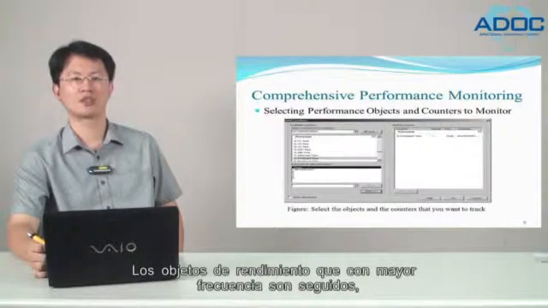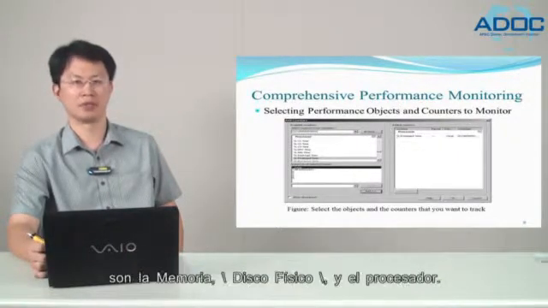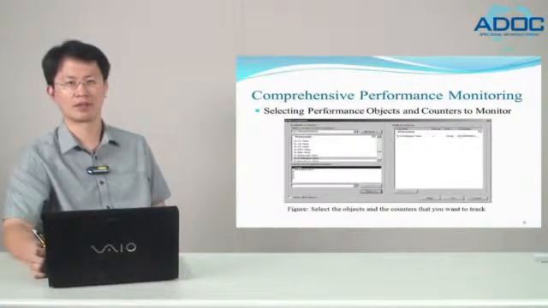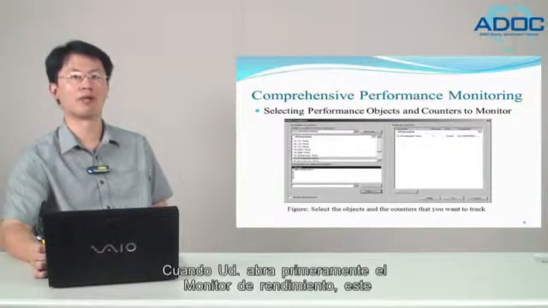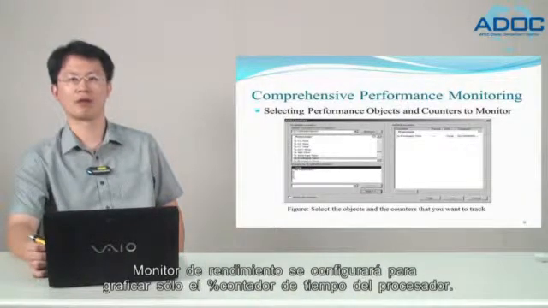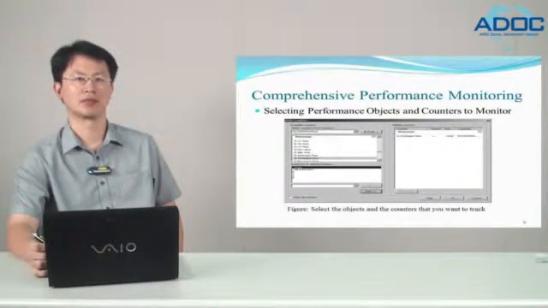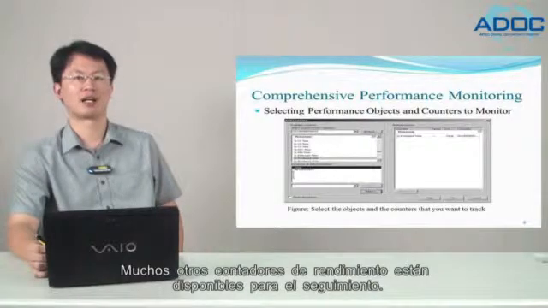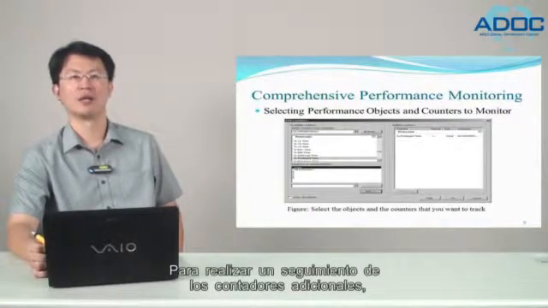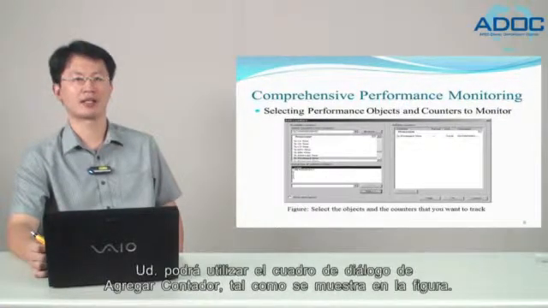And the most commonly tracked performance objects are memory, physical disk, and processors. When you first open Performance Monitor, it is configured to graph only % Processor Time counters. Many other performance counters are available for tracking. To track additional counters, you can use the Add Counters dialog box, as shown in the figures.